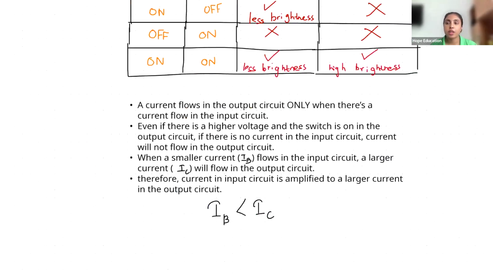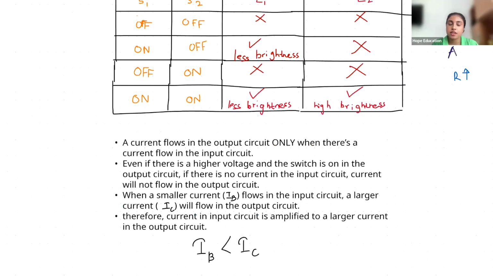So this is actually why, Lamai, we call that a transistor can be used as a current amplifier, because it amplifies the current. Here the brightness is low, meaning the current is low. Here the brightness is high, meaning the current is high. If we give a small current in the input circuit, that will be amplified or increased as a larger current in the output circuit. Amplification.